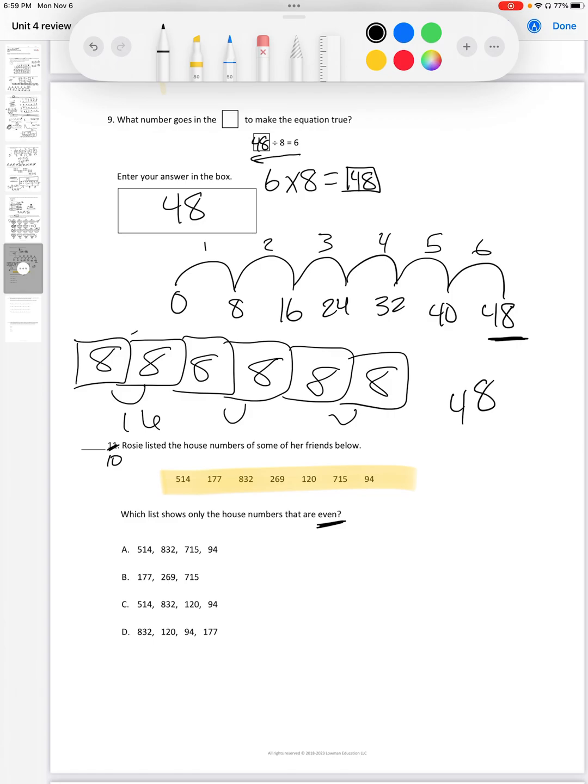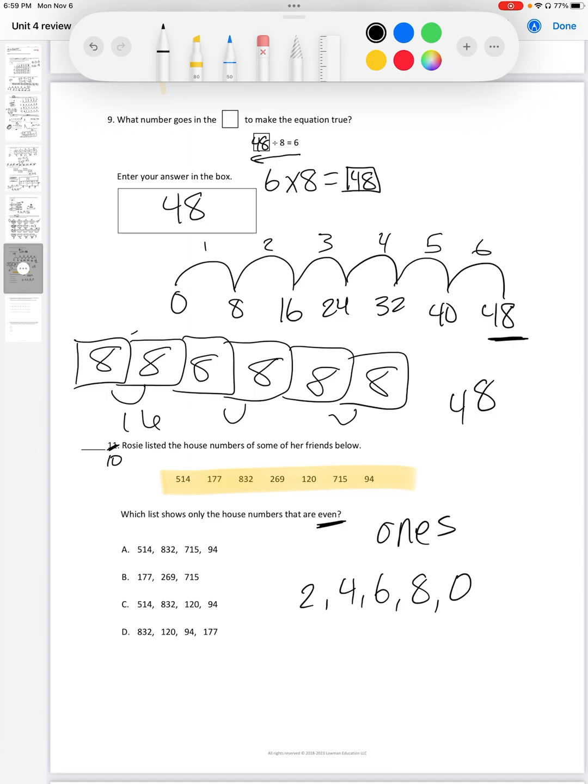Well, the only place that we care about is the ones place. I do not care about any other digit in this number. I only care about the ones place. I know that my even numbers are the numbers that are divisible by 2. Numbers like 2, 4, 6, 8, and 0.